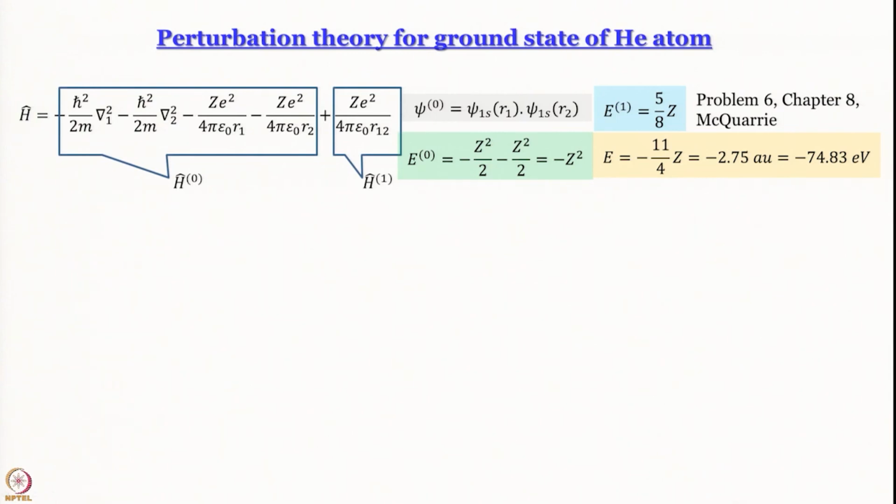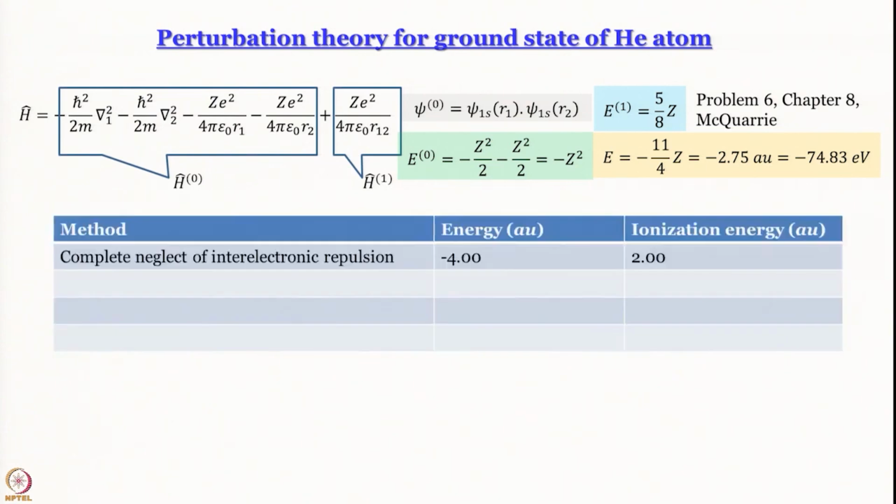Is that good or is that bad? Actually it is not all that good. So, let me now show you another compendium of results. Remember, when we had completely neglected inter-electron repulsion, the energy that we got in atomic units was minus 4. Here at least we get minus 2.75. First order perturbation theory calculation gives us minus 2.75 atomic units.